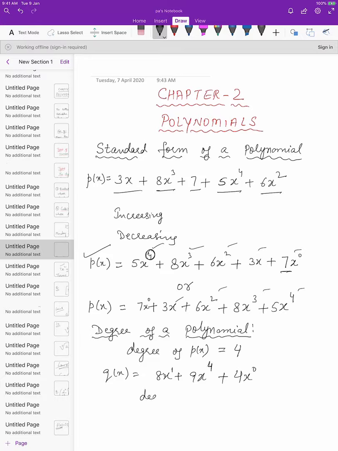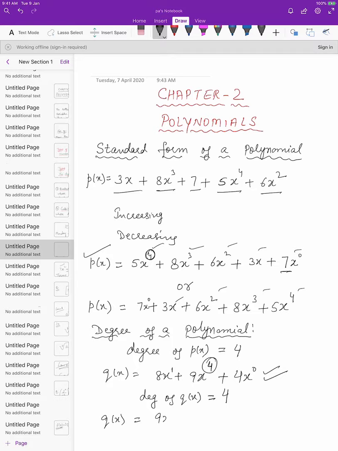So what is the degree of the polynomial q(x)? That is the highest power, which is 4 in this case. Now if I ask you, is this polynomial q(x) in the standard form? No. So how will you write down the standard form of this polynomial?